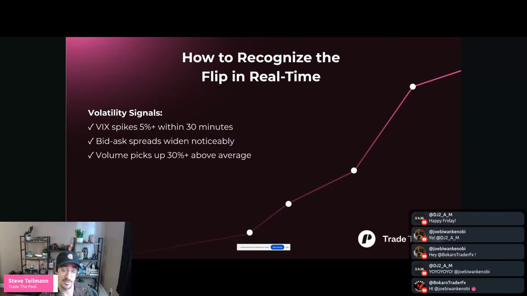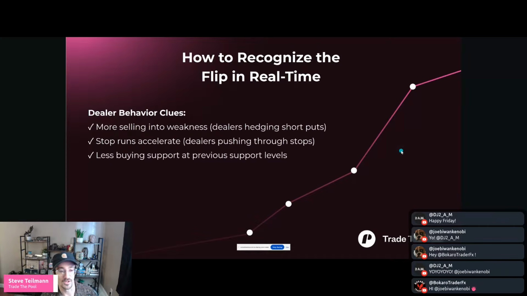I like 50% above average. It's arbitrary. The point is you want a substantial uptick in volume, so your own parameters, you can mess around with it. Somewhere in that 30 to 50% higher than average is going to show you that it's real. So these are the kind of dealer behavior clues that are going to be going on.